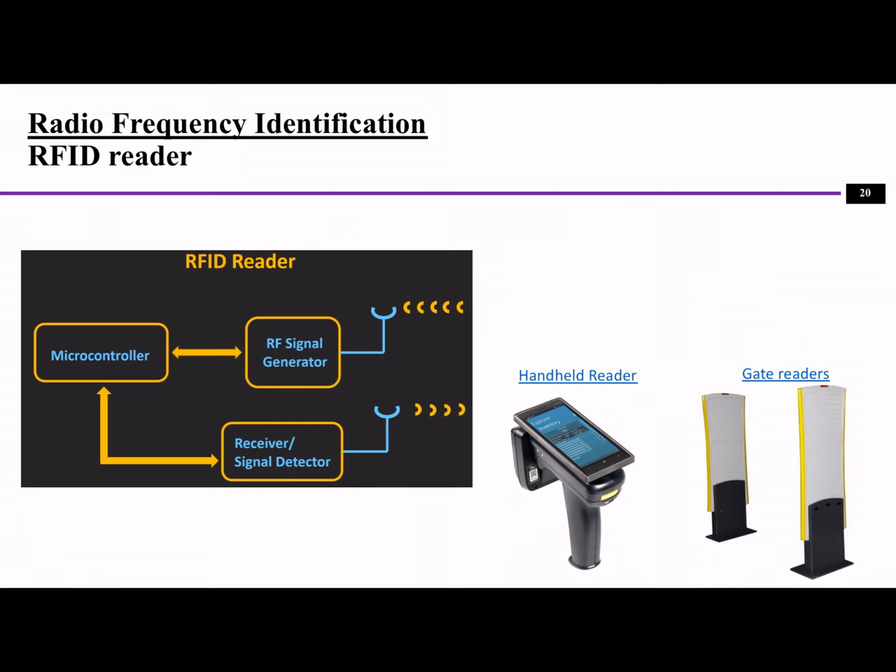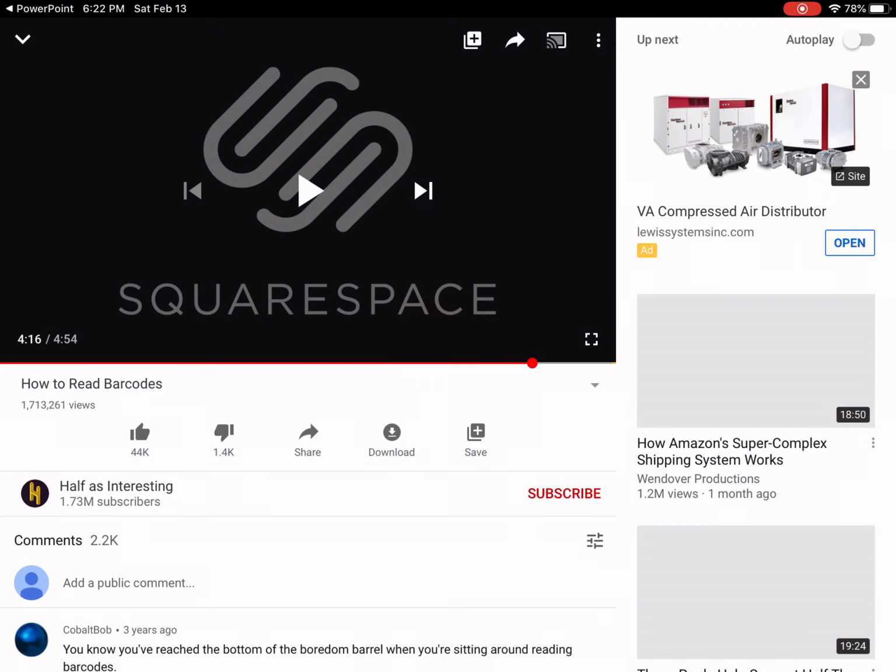And there are different ways of reading the RFID. One is you can use a handgun to read it. Another one we commonly see is the security gates, right? We can also use that to read. Now let's look at some examples.